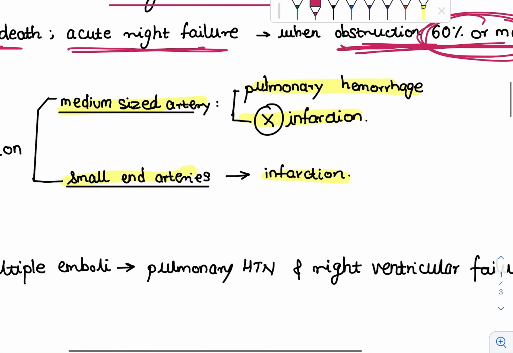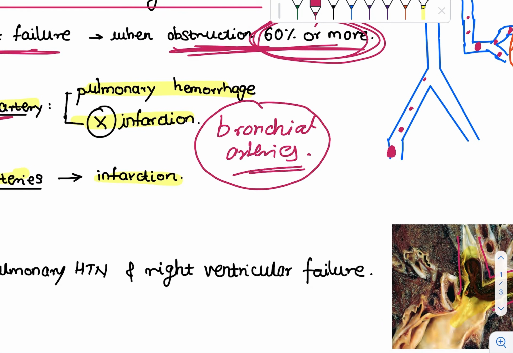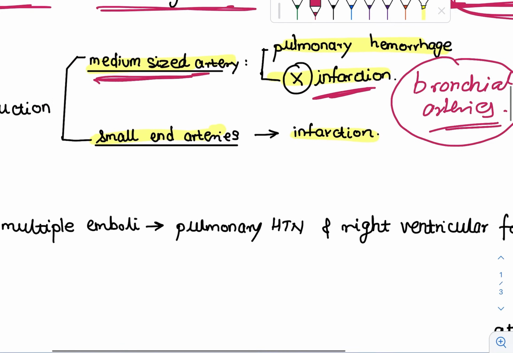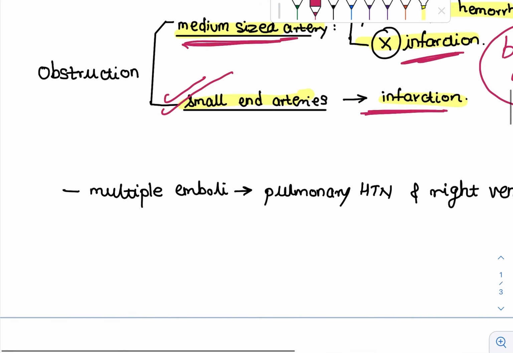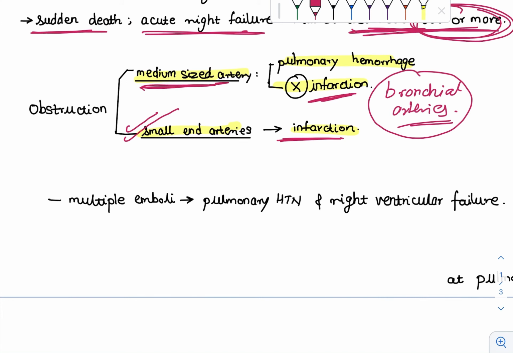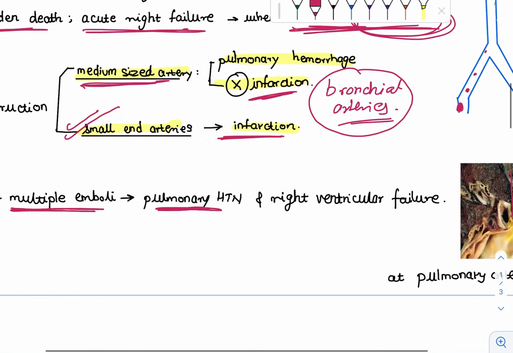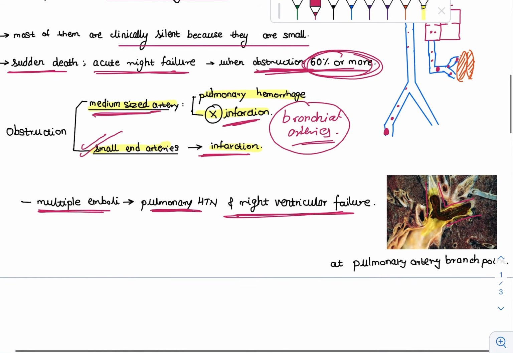The reason is that if a medium-sized artery is blocked, the bronchial arteries are still left, which may supply the lungs and prevent infarction. But if small end arteries are blocked, it will cause infarction as well as pulmonary hemorrhage. There may also be conditions in which there are multiple small emboli, which may cause pulmonary hypertension and also lead to right ventricular failure. So these were some facts about pulmonary emboli.